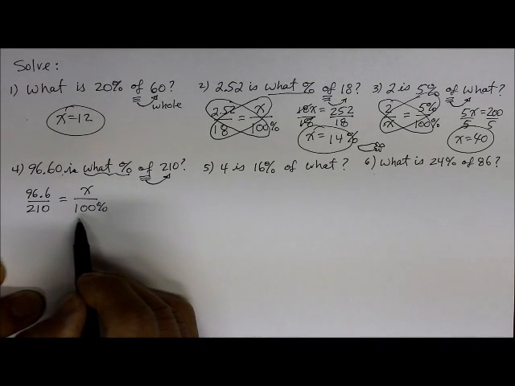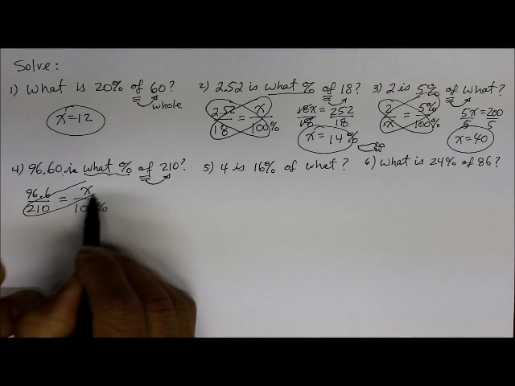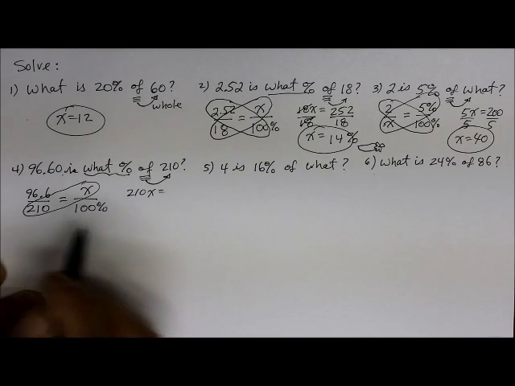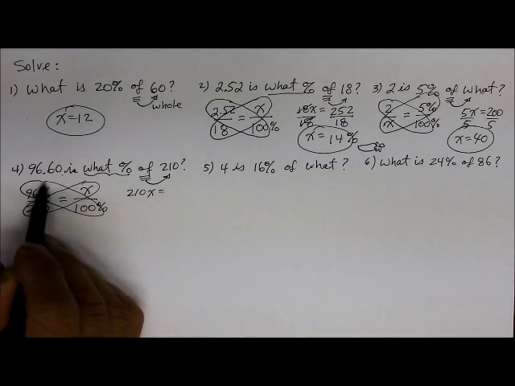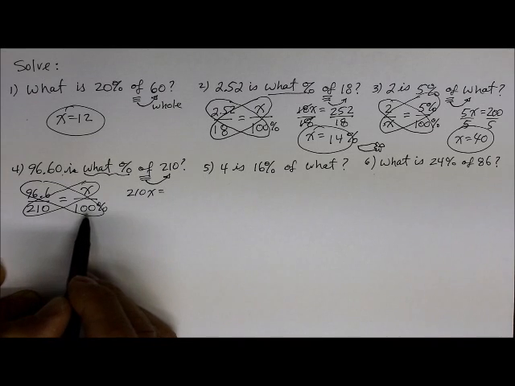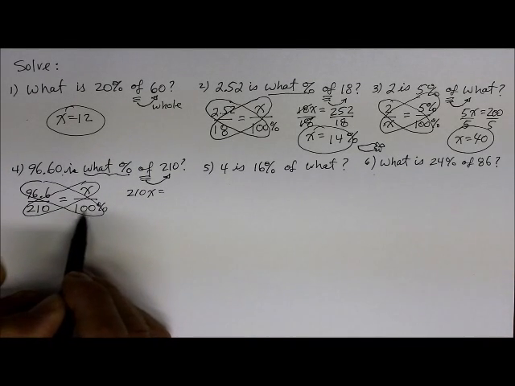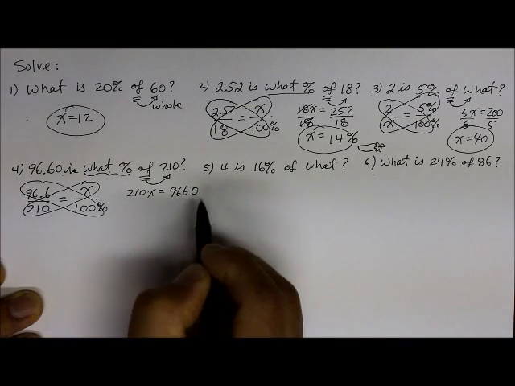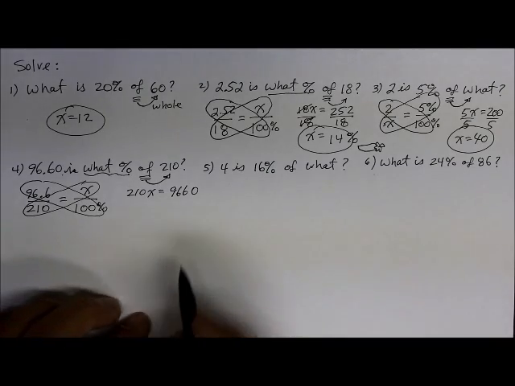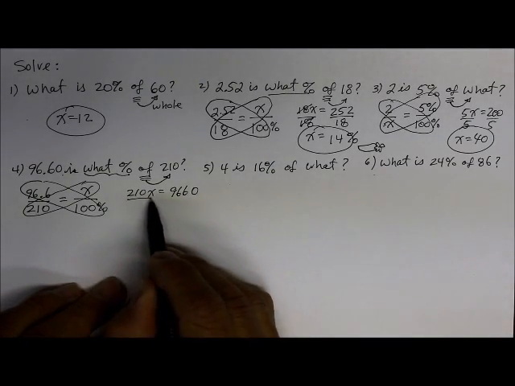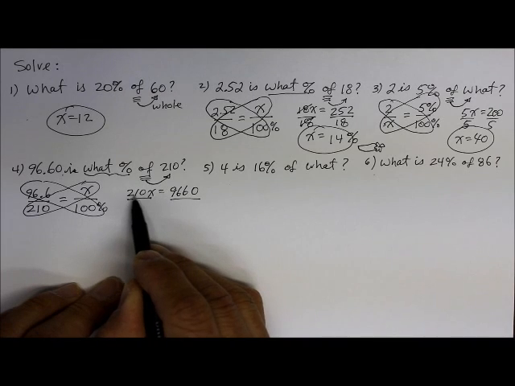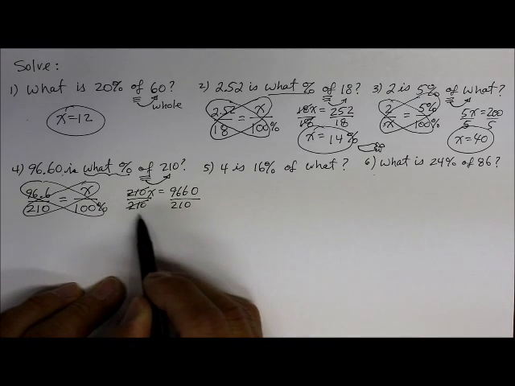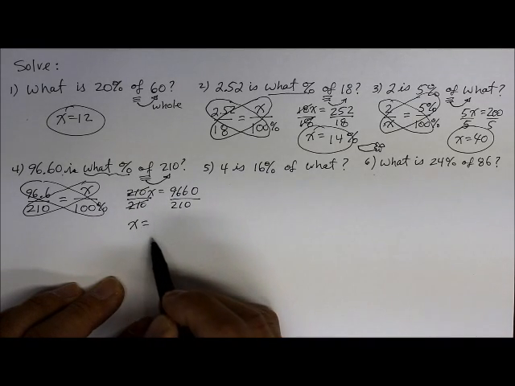Now we're going to do a cross multiply with the variable first. So 210 times x is simply 210x. And that equals, here's a tough one, but it's not too bad, 96.6 times 100, which means move the decimal. There's 2 zeros, so move the decimal to the right 2 times. So it becomes 9660. Now to solve for x, we're going to divide both sides by the coefficient 210. So 210 simplifies, so x comes out by itself.